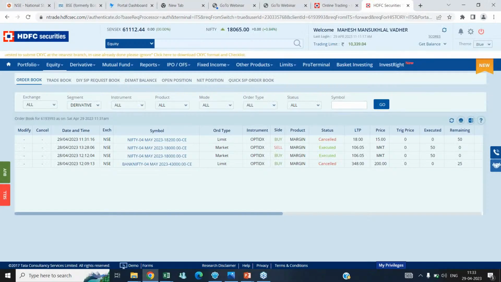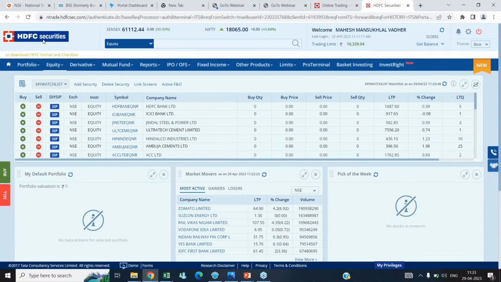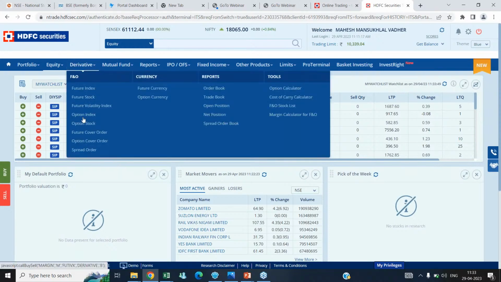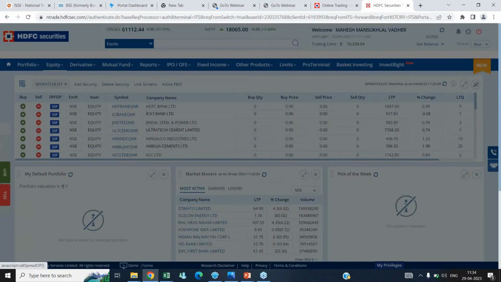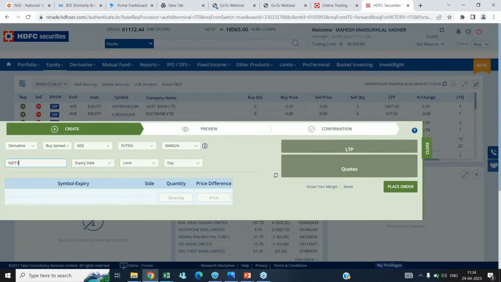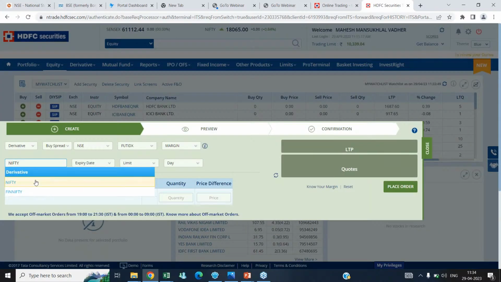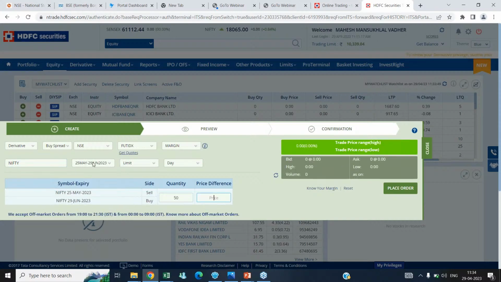So this is the N-Trade and Empower portal. Let us understand how you can roll over this. Suppose you have Nifty positions of May and you want to roll over your future from May to June. How can you do it? Under derivatives, there is an option called spread order. Once you click on spread, now click on Nifty. Now here you will be able to see at what month you want to roll over your position: from May to June, from May to July, or June to July.